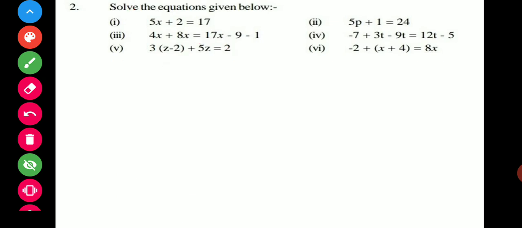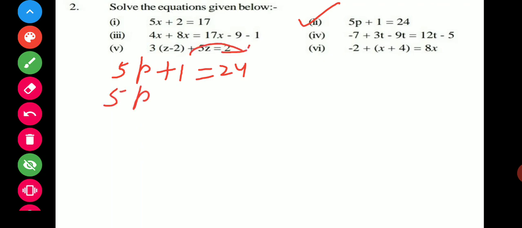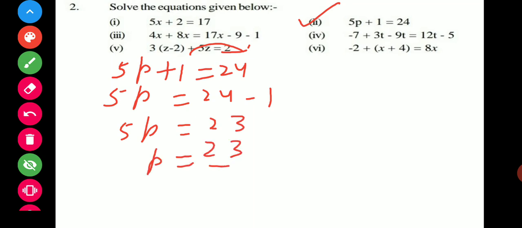Now come to the second question. Second question is here. It is 5 of p plus 1 is equal to 24. So transfer 1 to the right hand side. So 5p is equal to 24 minus 1. 24 minus 1, that is 23. Now p is equal to 23 divided by 5. So it is your answer.